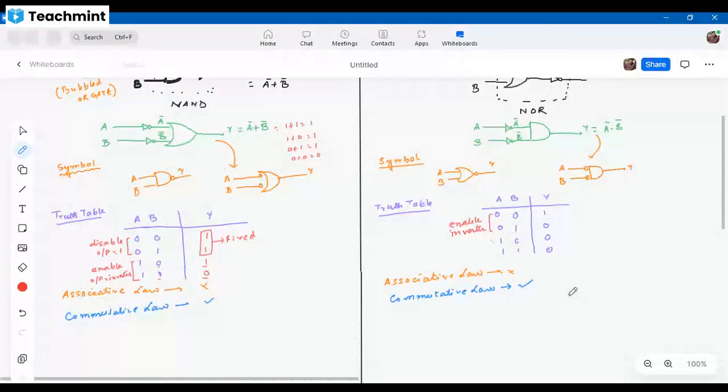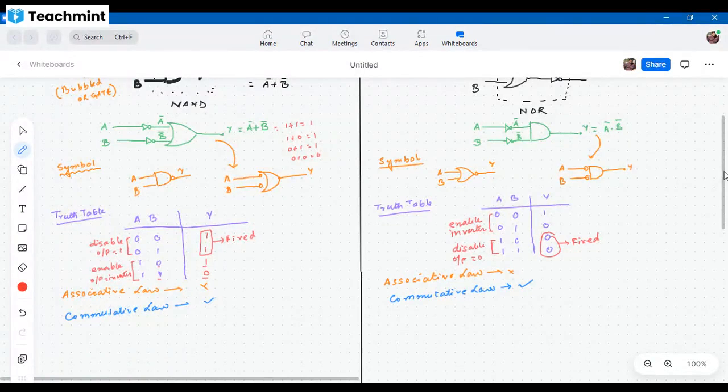And for the 1 1 case, you can see here the output is fixed, it is 0 0. So I can write here disable and output equals to 0. So everybody clear up to this? Yes, sir. Cleared? Okay.